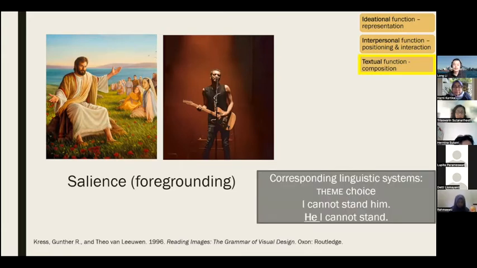And likewise, we have a corresponding linguistic system. For example, if I say, "I cannot stand him," it's quite ordinary. But if I say, "Him I cannot stand," then I'm giving more emphasis to "him." So it's as if I am giving this "him" some visual spotlight, or making him larger than he looks. So I hope these three slides show you how we can relate the meaning created by images and the meaning created by linguistic elements and combine them to look at the total meaning.